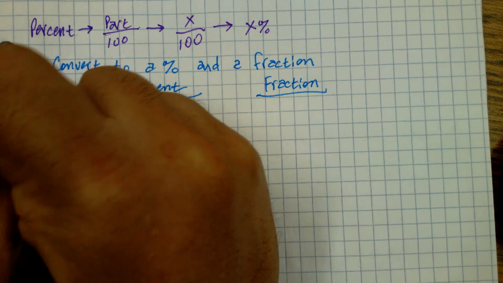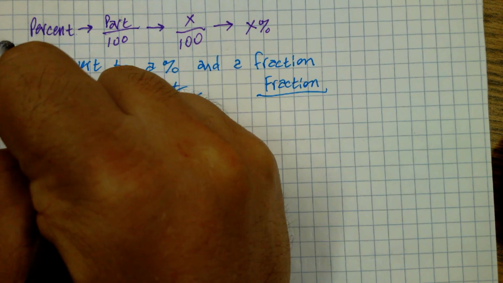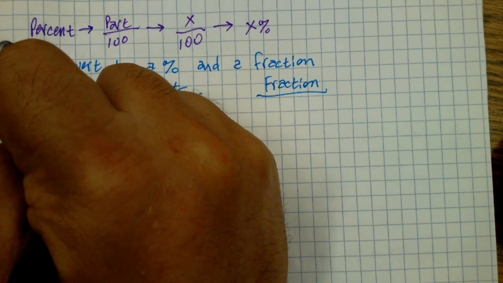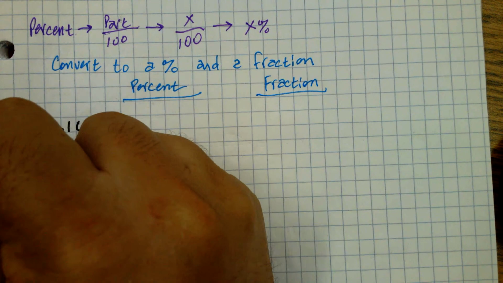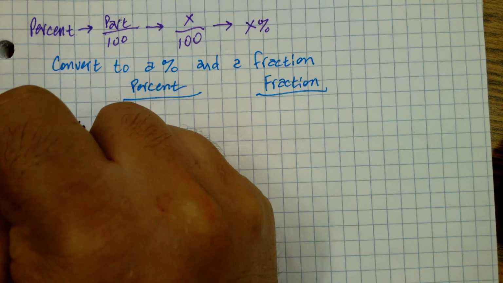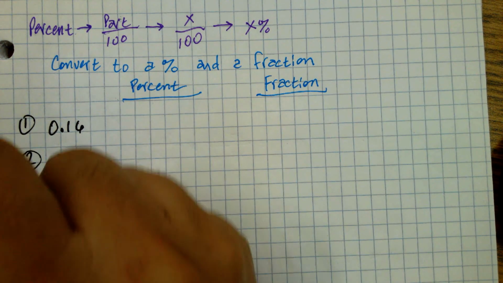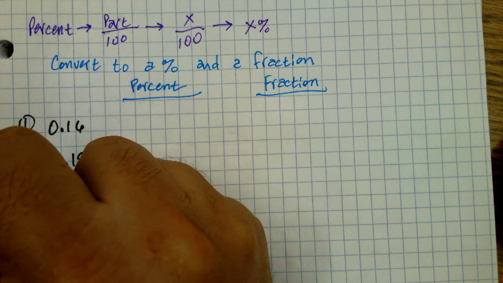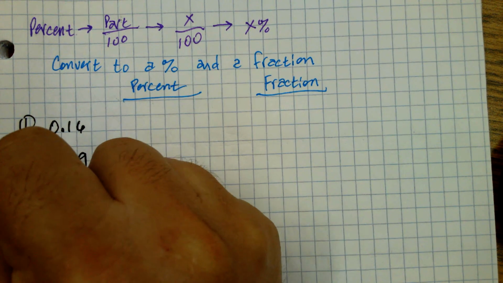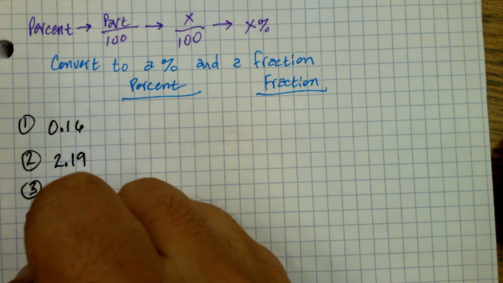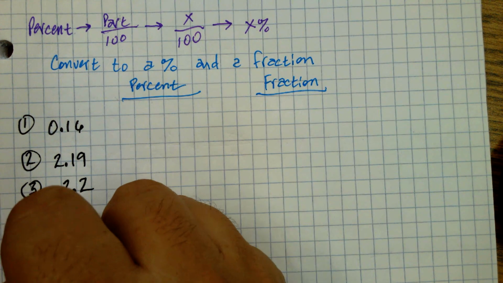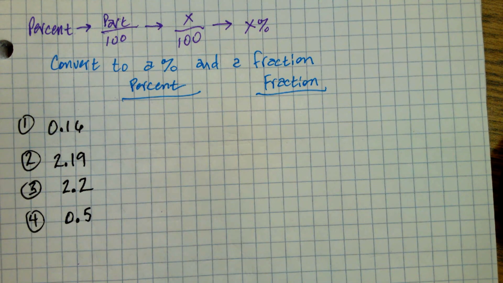So 16 hundredths, 2 and 19 hundredths, 2 and 2 tenths, and 5 tenths. Okay, and I want to see what you remember.